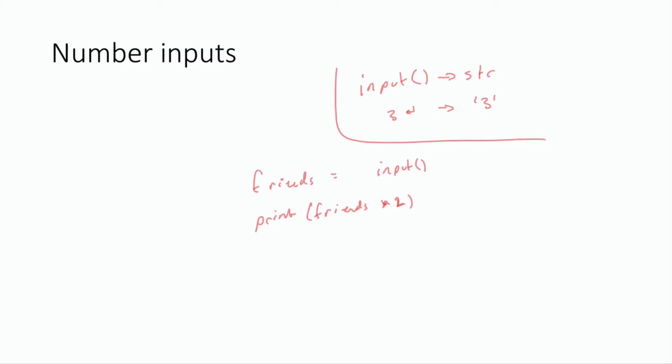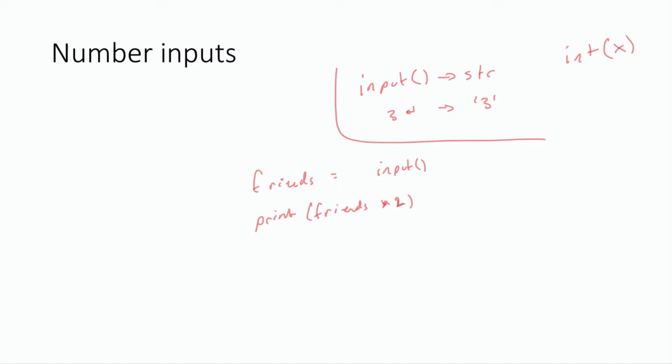And so what we can do is there's a special function, or there's two that we'll look at, but there's a special function called the int function. When you call this int function, you pass it something, and it will try to convert it to an integer. And if that thing that you pass it represents a valid integer, it will give you that thing as an integer. And if it doesn't, it will give you an error message.